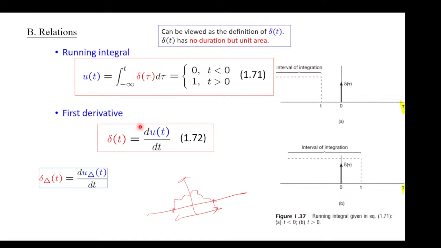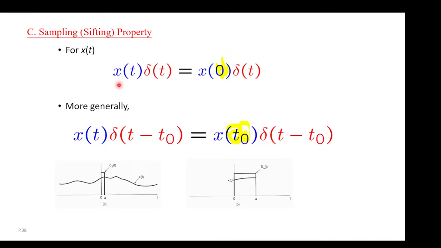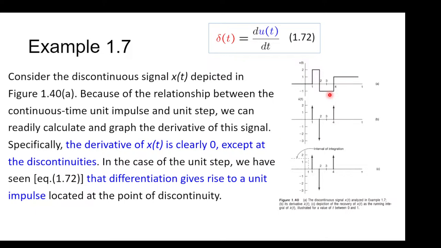If you differentiate the unit step function, it becomes the delta function, or unit impulse function. And when you integrate over the delta function, you get back to the unit step function. Okay. We have an example that we'll run through very quickly about the relationship between the unit step function and the delta function. You see this is like several unit step functions pieced together.